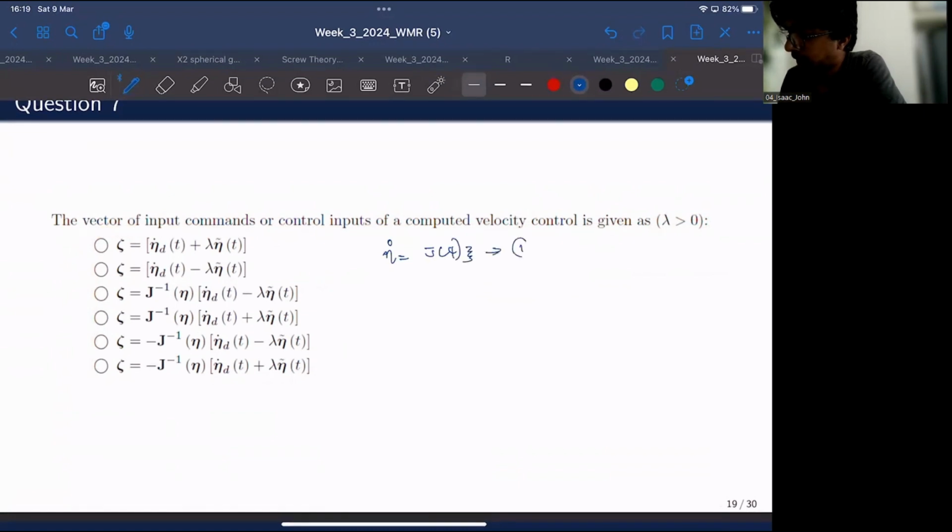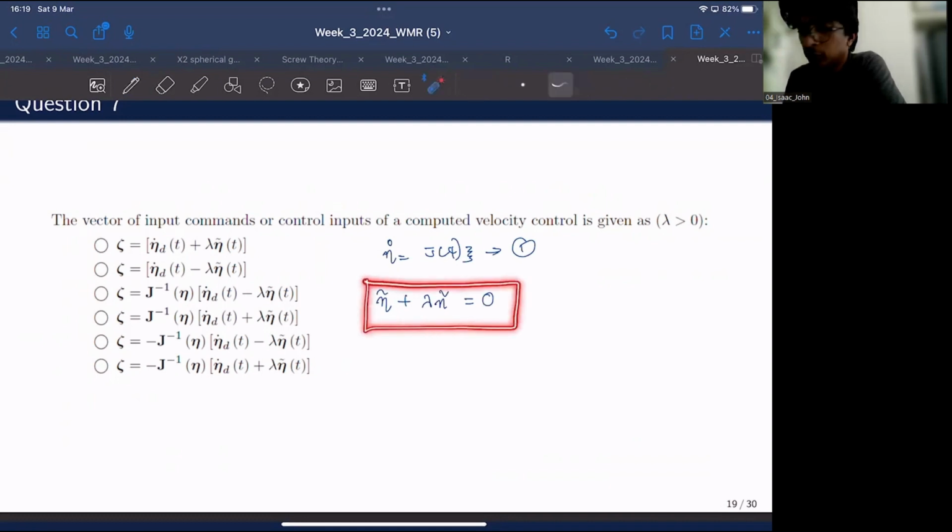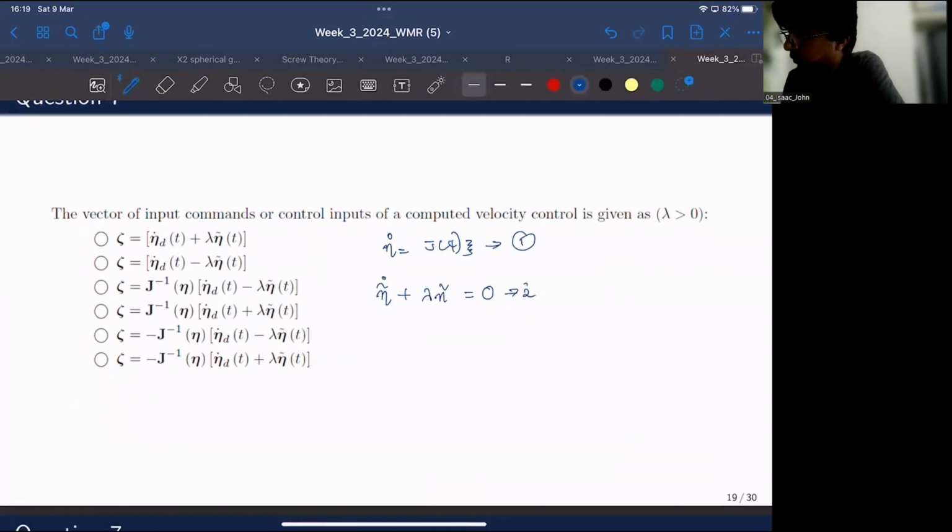I'll call this equation 1. Since this is a first order system, we are neglecting dynamics at this point. We want the error dynamics to follow this first order differential equation, eta tilde dot plus lambda eta tilde equals 0. I'll label this equation 2, because this will guarantee that as time tends to infinity, the error would asymptotically tend to 0.